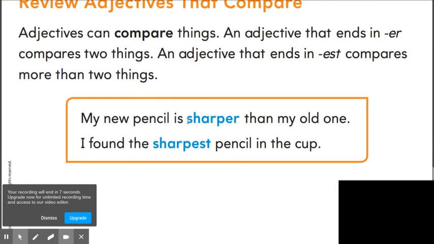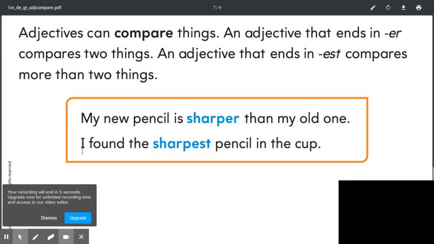My pencil is sharper than my old one. I found the sharpest pencil in the cup.